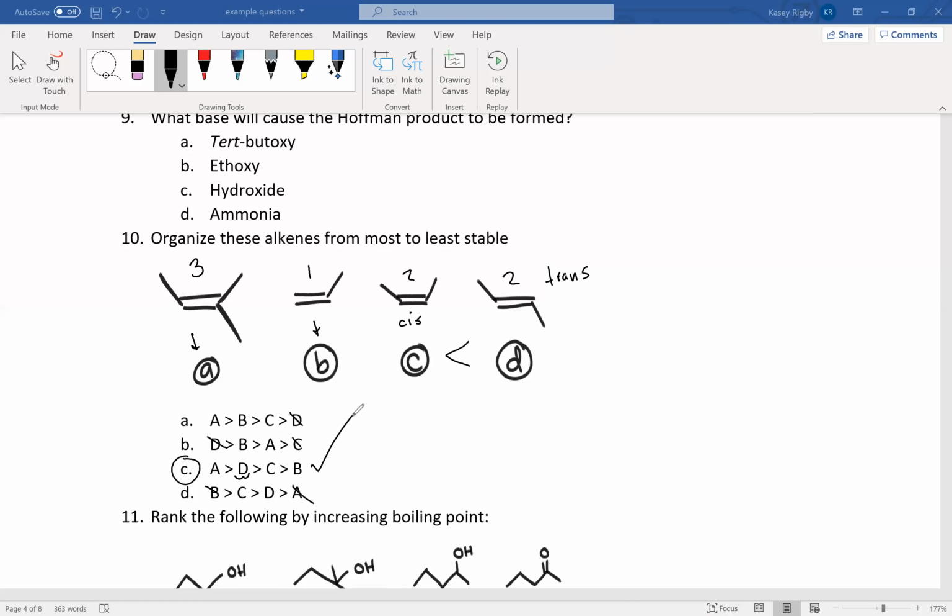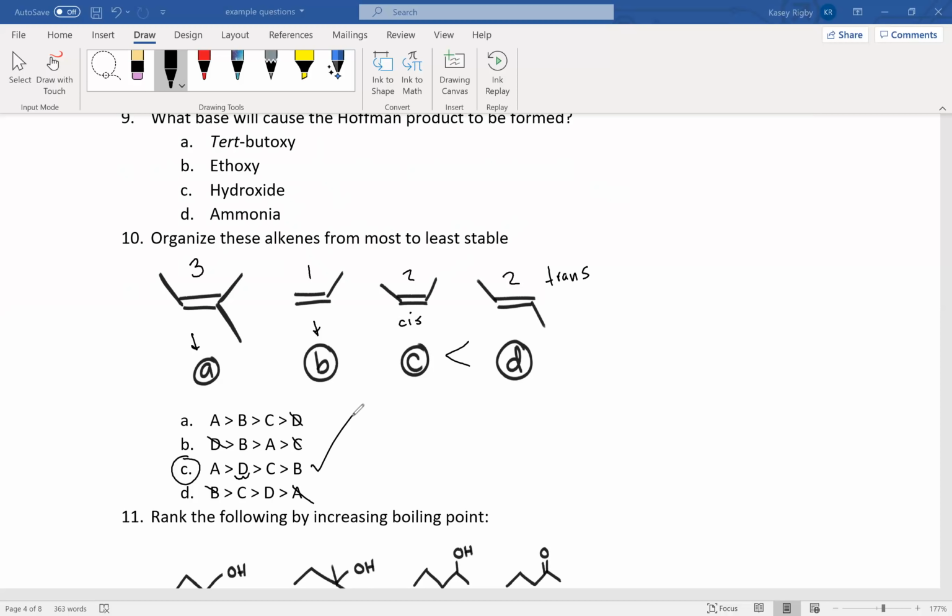Okay, all right, and so that's the end of the questions as far as chapter 8 goes, the elimination chapter. I tried to make these as tricky as possible in order to help you. So will trans always be more stable? Not necessarily, but in this case, we want to keep the big groups away from each other.